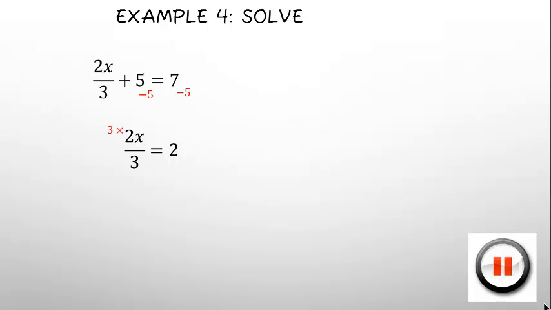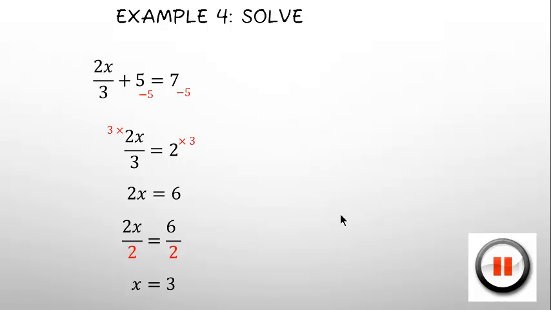Okay, so next step, we're going to get rid of that 3 by timesing by 3 on both sides, because the opposite of dividing is timesing. So the 3's will cancel out, and I'll simply have 2x equals 6. Then I need to get rid of that 2 because it's 2 times x. I'm going to divide by 2. So 2x divided by 2 equals 6 divided by 2. The 2's cancel out and I end up with x equals 3.